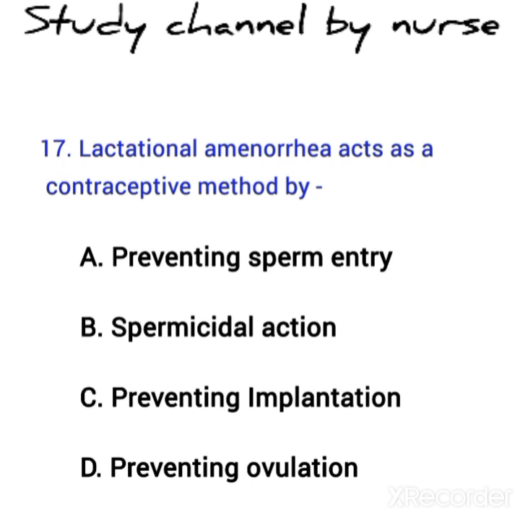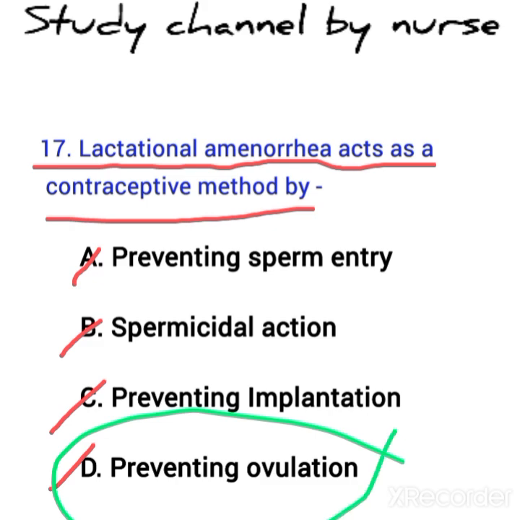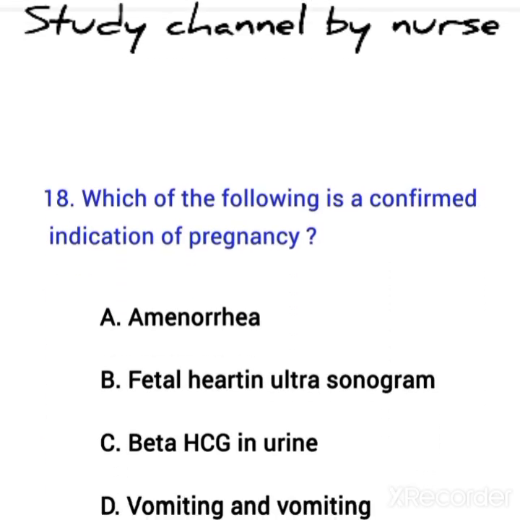Next, question number 17. Lactational amenorrhea acts as a contraceptive method by option A preventing sperm entry. Option B spermicidal action. Option C preventing implantation. Option D preventing ovulation. And the correct answer is option D, preventing ovulation.